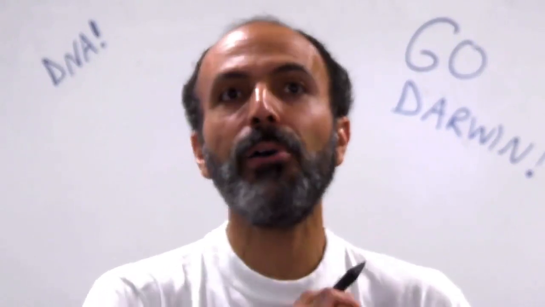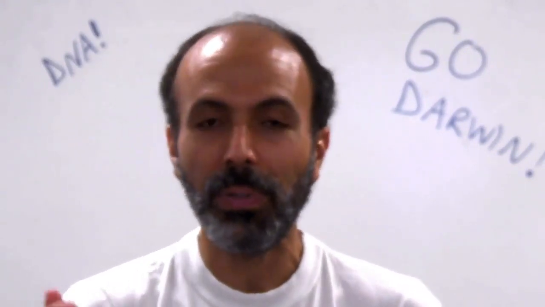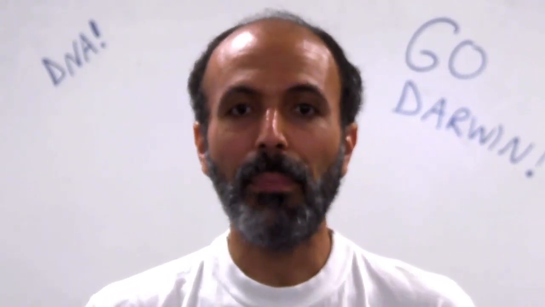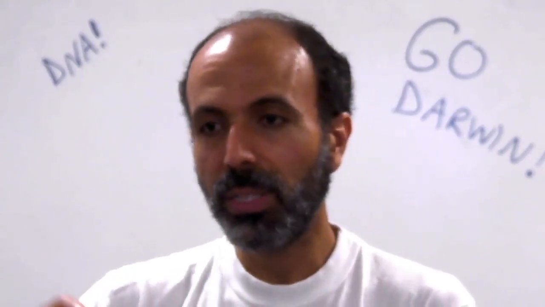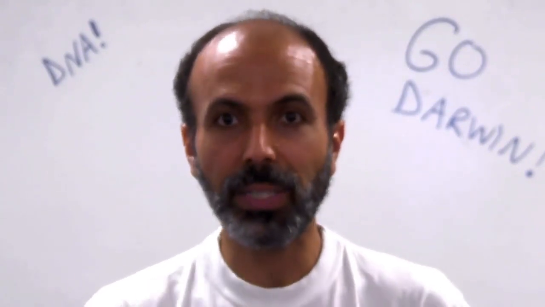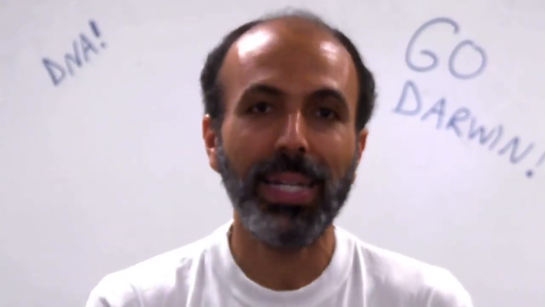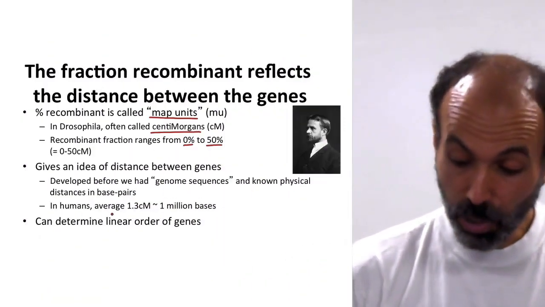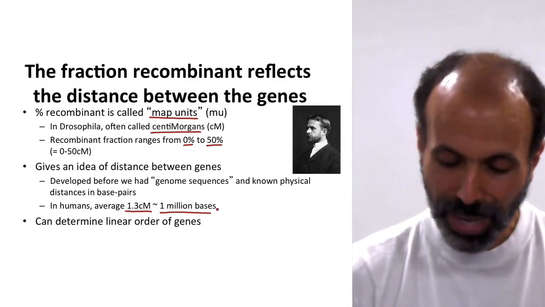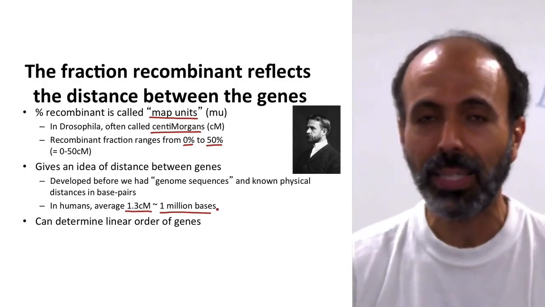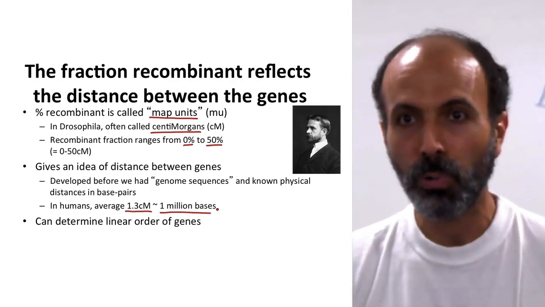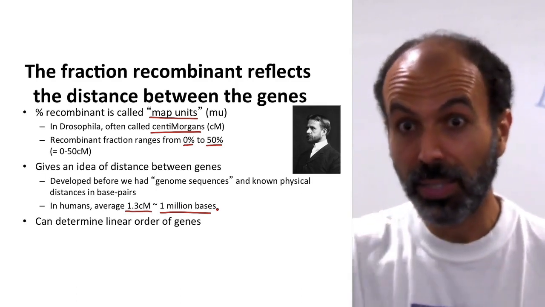And this was known like 100 years before we had the first genome sequence. Not quite, but close to it. And at this point, we had a way of putting together a map and saying, this gene is close to this gene, this other gene is really far away. And the genes in this case were things like these Drosophila mutations, like the cinnabar gene, the vestigial gene, the white eye color gene, things like that. In humans, just for your reference, 1.3% recombination is on average about 1 million bases. That's not exactly the case, but that gives you sort of a ballpark that you can work with. And this is used to determine the linear order of genes. And we'll come back to how that's done in the next video.